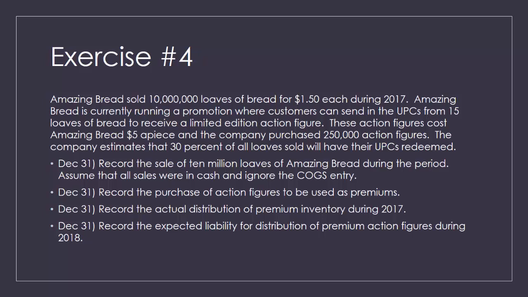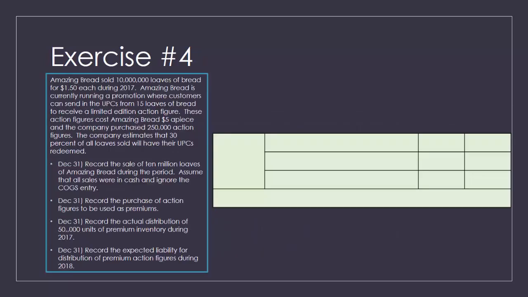So what we need to do here is record the sale of the 10 million loaves. We'll ignore the COGS entry. We need to record the purchase of these action figures, which we're going to use as our premiums. We need to record the distribution of premium inventory, so actual units sent out, and we need to record any expected liability for units that are still going to have to be sent out related to our 2017 sales.